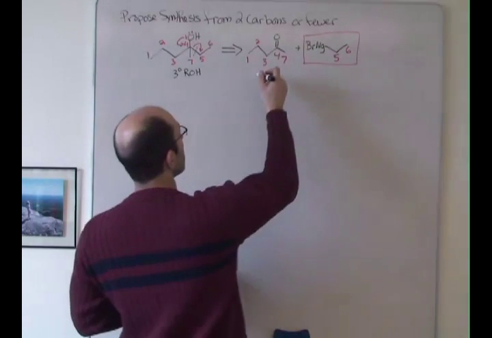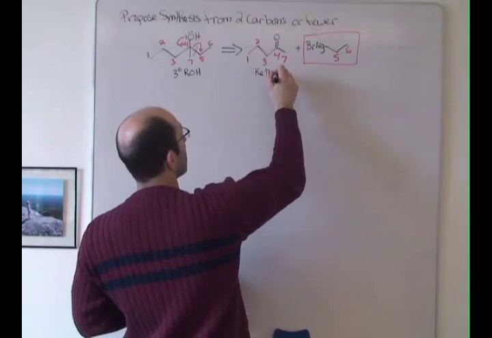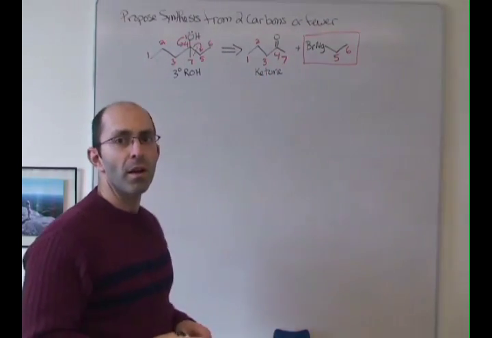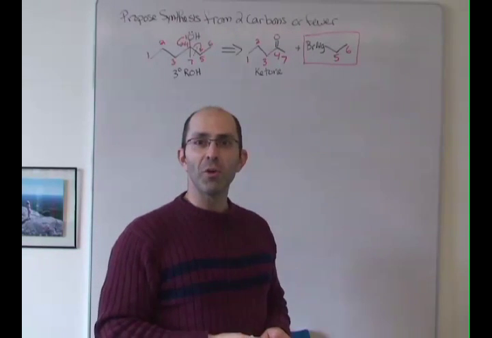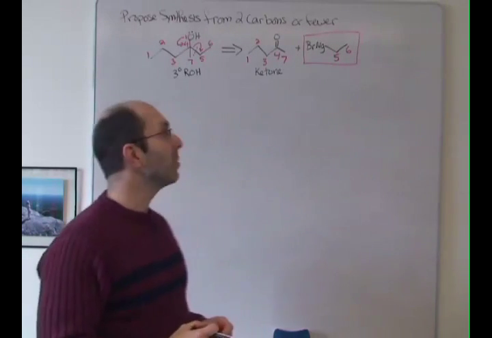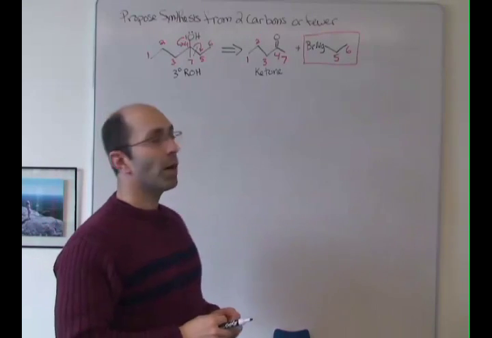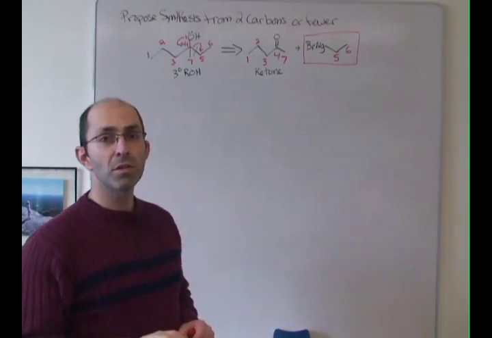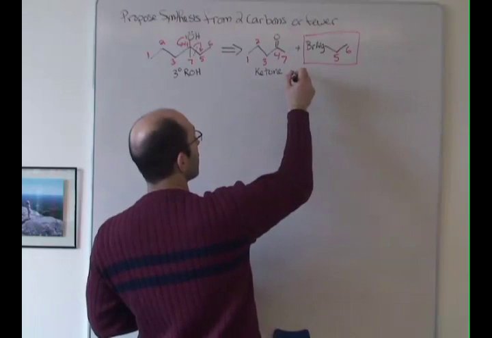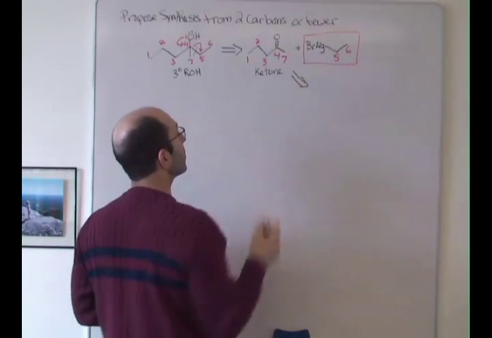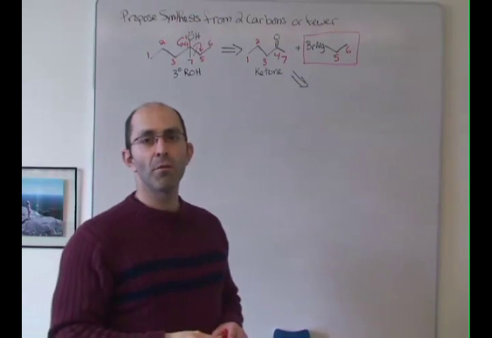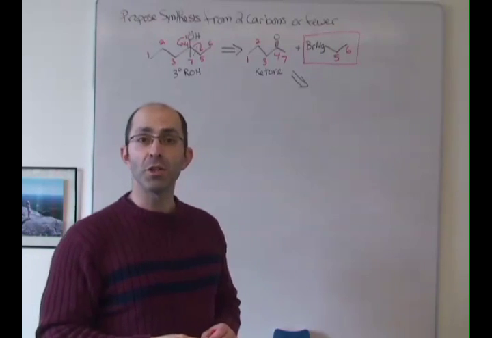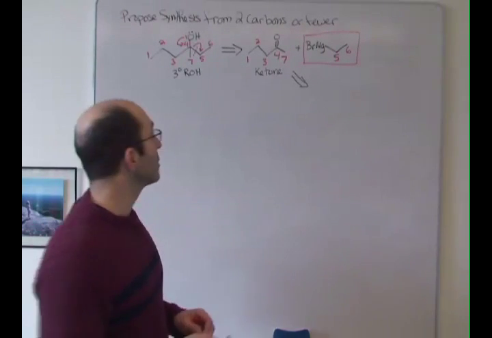And this is a ketone. So we need to think, all right, how can we make a ketone? And we have a couple of ways to make a ketone. We could possibly explore several ways to make a ketone. We can think about, well, I know a ketone can come from a secondary alcohol by oxidation. We talked about that reaction yesterday.